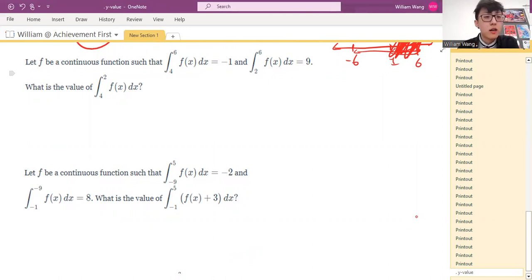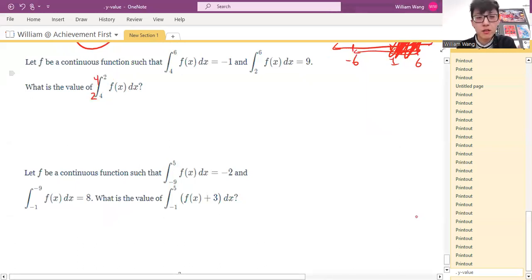All right. Let f be a continuous function such that the integral from 4 to 6 is equal to -1. The integral from 2 to 6 is equal to 9. What's the integral from 4 to 2? All right, okay. So first thing I'll notice, this 4 and 2, I need to do some sort of reversal, right? Because usually it should be 2 to 4. That would be ideal to have, right? So let's take a look at what else I'm given.